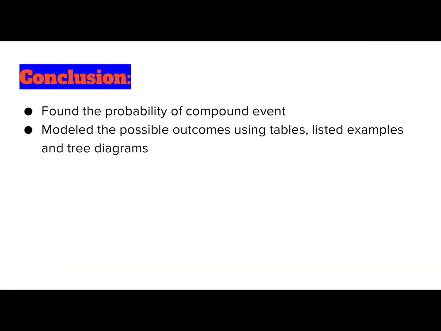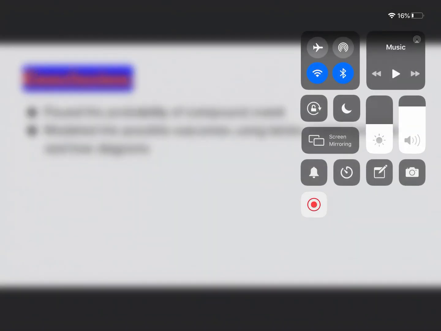Okay, so today we found the probability of compound events. To do this, we modeled the possible outcomes using tables, listed examples, and tree diagrams. We're going to have some more examples in class tomorrow.